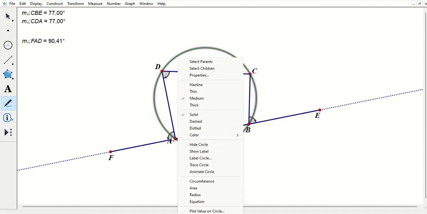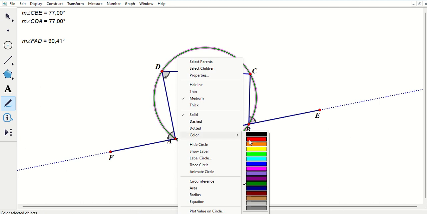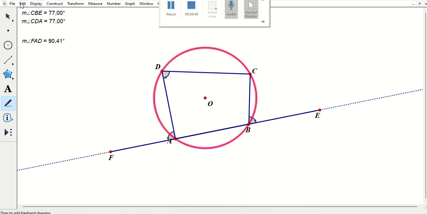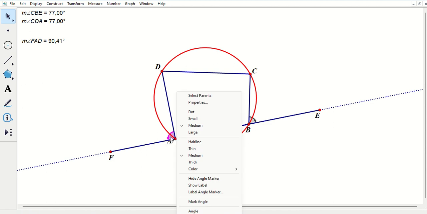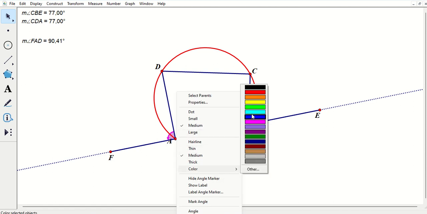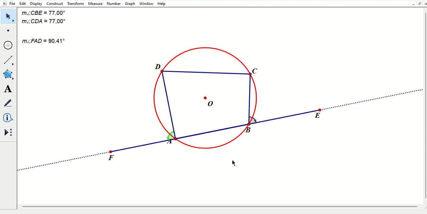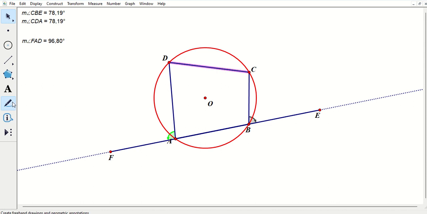So now I want to mark off this angle with a different color. Let me undo that. Let me use a different color for the angle. Here's my green angle here, and I've marked it off. Let me mark this one.